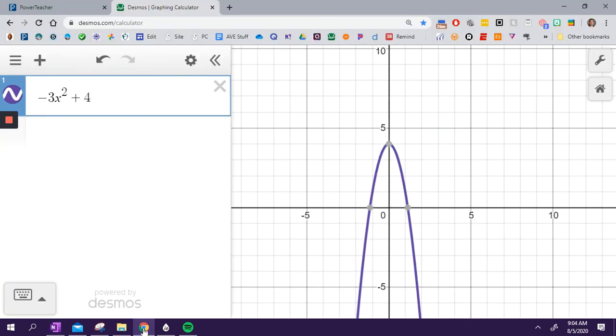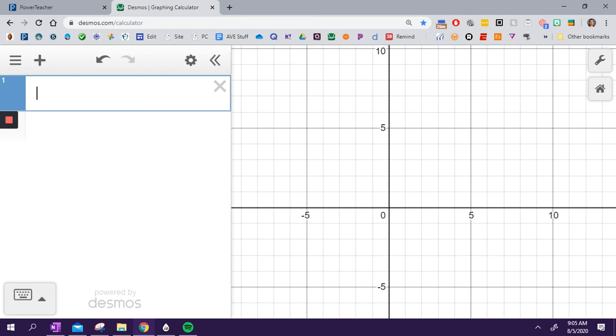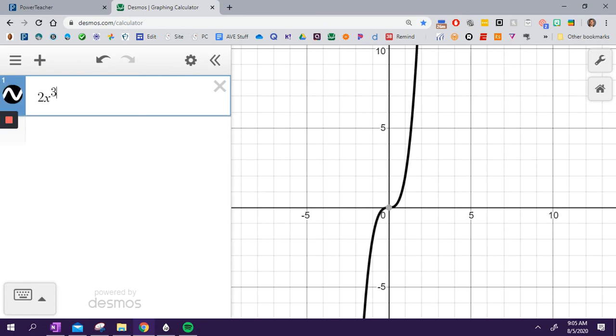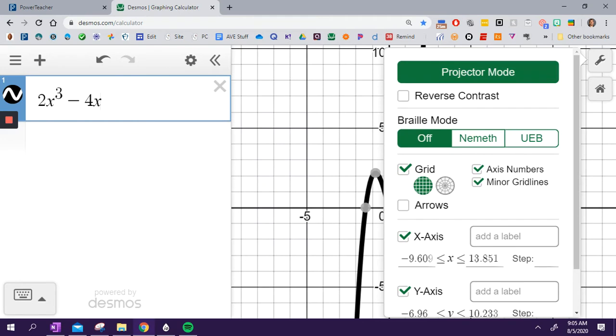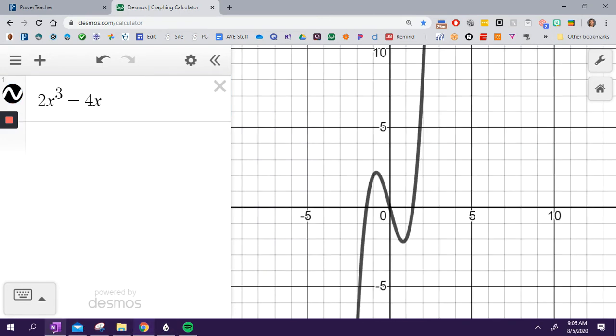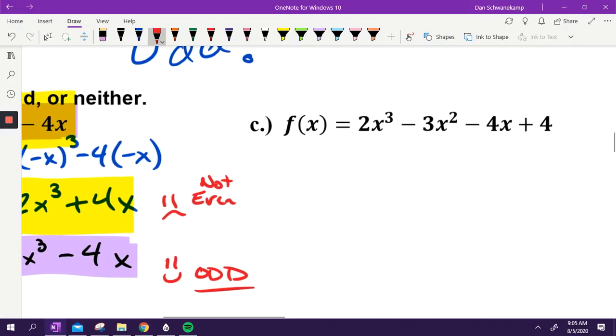Again, so you don't think it's magic. Let's type it in. Is it 2x cubed? And then minus 4x or plus 4x? Minus 4x. Is that thing odd? Yep. We're good. We're 2 for 2. It's not just magic. We're doing real math. Let's go to the last one.